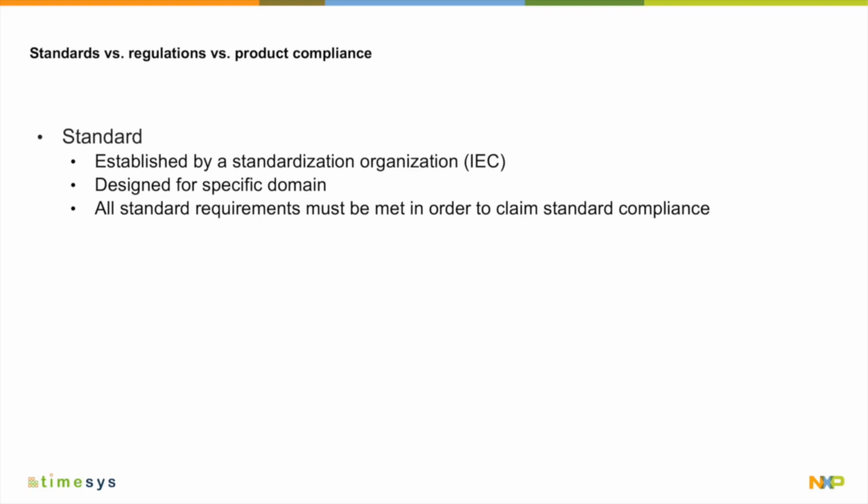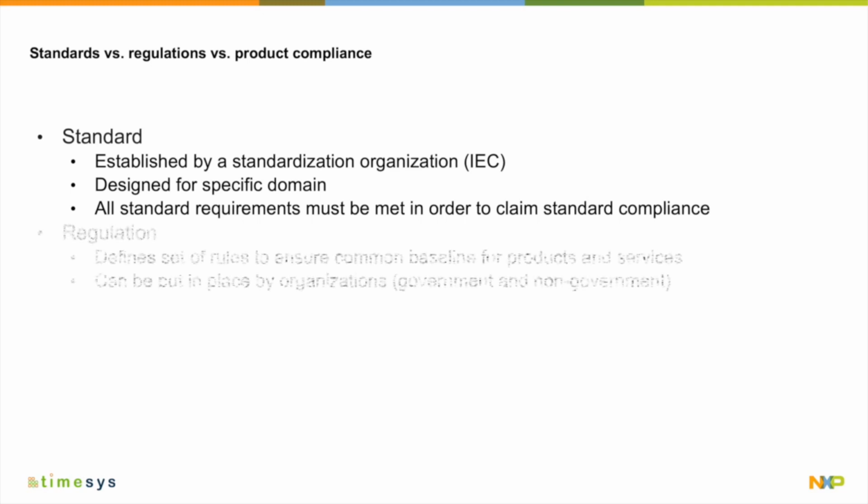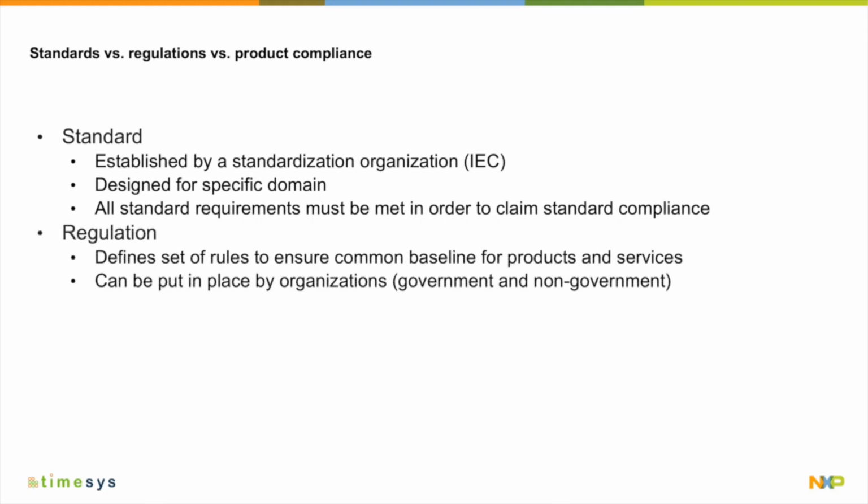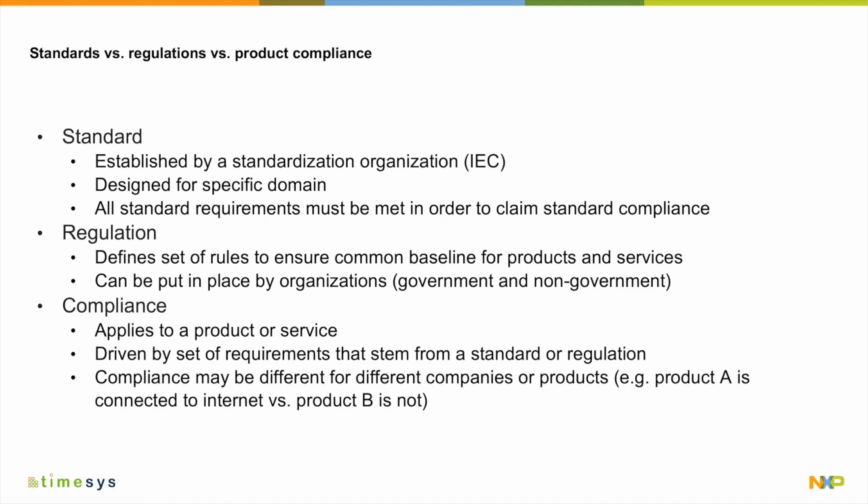Then we have regulations. Regulations define rules to ensure a common baseline for products and services. They can be put in place by organizations, such as government and non government organizations. And of course, products work to be compliant with them. So, what is compliance? It's simply adherence to specific standards or regulations. Compliance may be different for different companies or products, depending on, let's say, operating environment, where the device product is placed. If product A is connected to internet, it has different types of requirements and regulations that apply compared to a product that is not connected to a network.